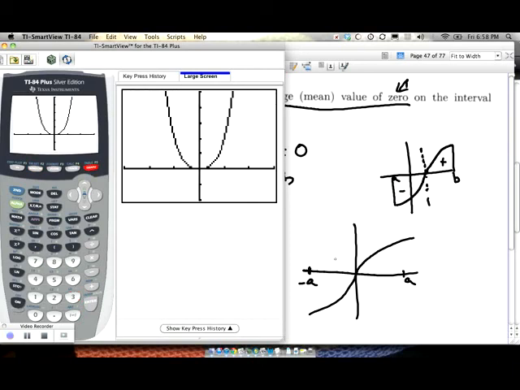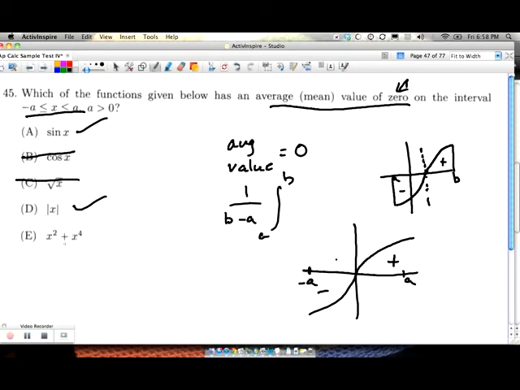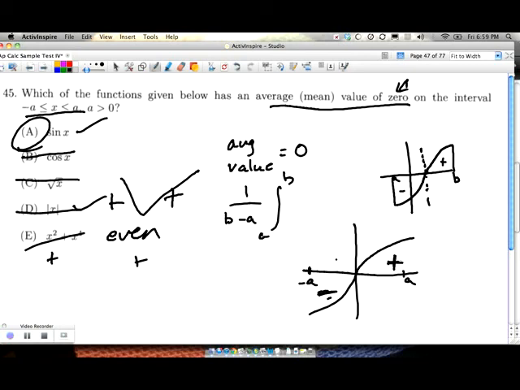No, it doesn't have this negative-positive relationship. It's got a positive-positive relationship. It's even. So only A and D. But now, wait a second. Which of the functions given below has an... Oh, wait a second. D does not. It's got a positive-positive relationship too. So it's just A, sine of x. Sine of x is the only one that has those equivalent negative and positive areas.